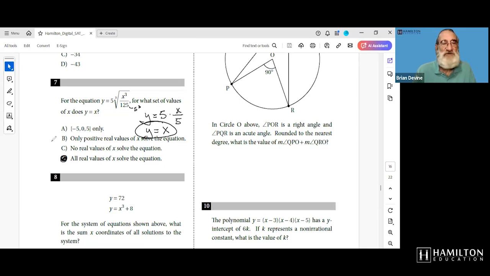So all real values would solve that. So D is your correct answer. Remember, in a cube root, I can have negative x's, I can have positive x's, I can have 0. And so I can stick anything into that thing.